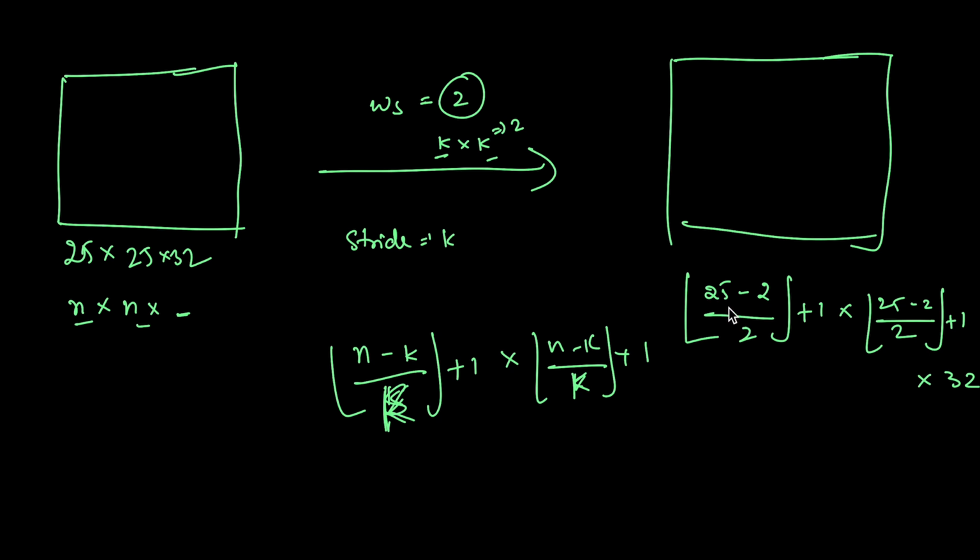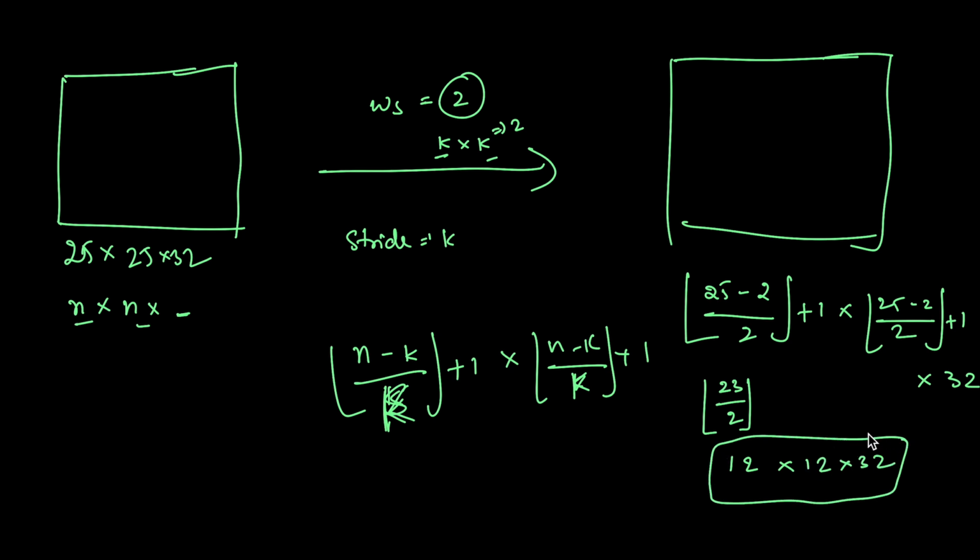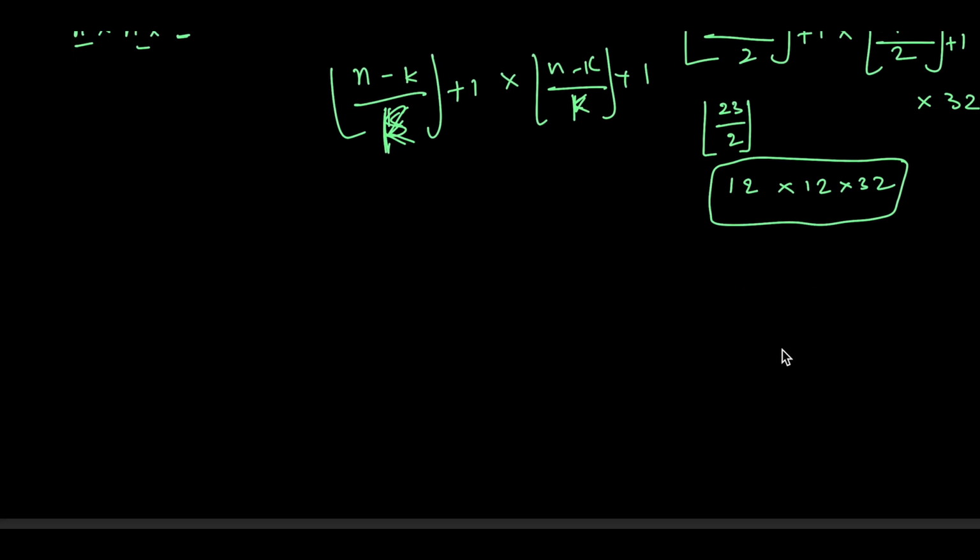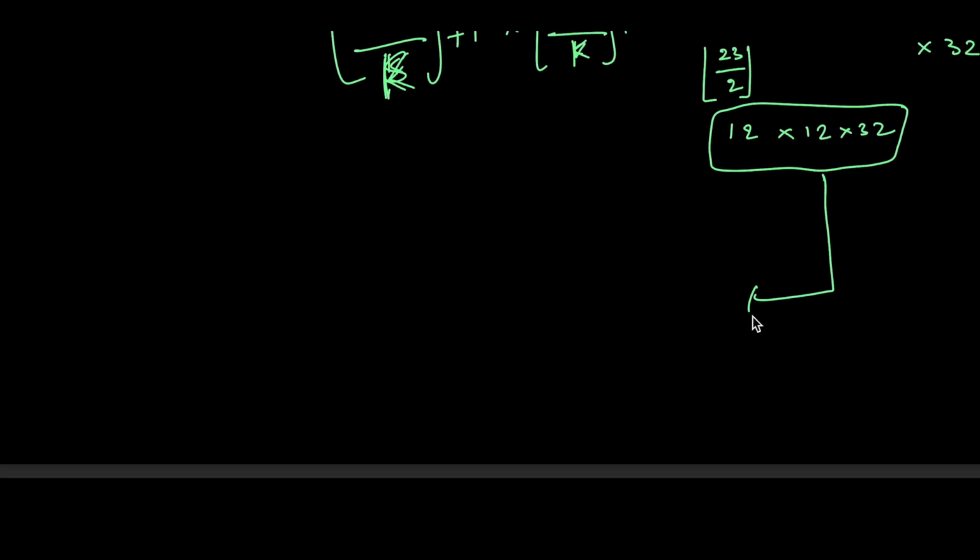If you evaluate this, 25 minus 2 is 23, 23 by 2 is 11, 11 plus 1 is 12. So my output shape will be 12 cross 12 cross 32. This is the output shape that we get out of pooling. On this particular output shape, what are we doing? We are applying flatten.